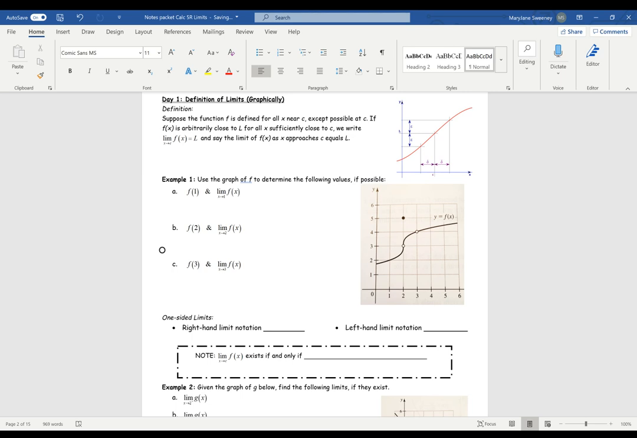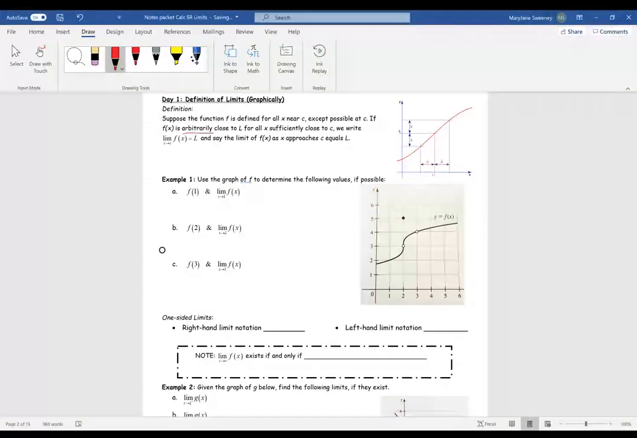Okay, day one of limits, we're going to look at limits graphically. The key to limits is if f of x is arbitrarily close to some L for all x sufficiently close to C, we write the limit of f of x as x approaches C equals L. So a limit, we talked about this last year, does not have to be the exact y value. It's just what the y's are approaching as x approaches a certain value.